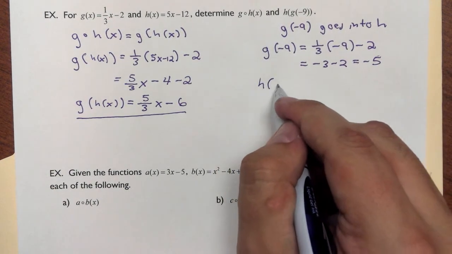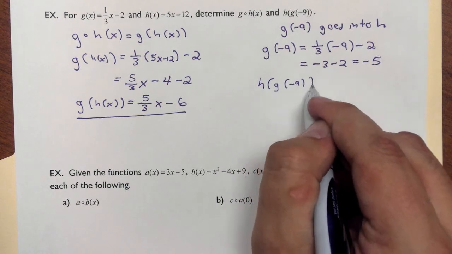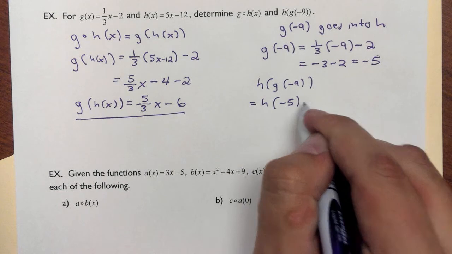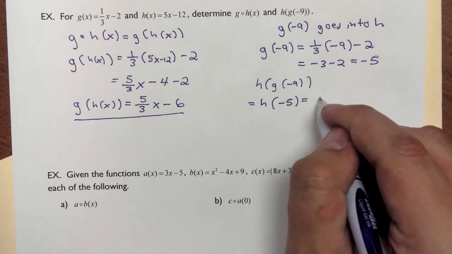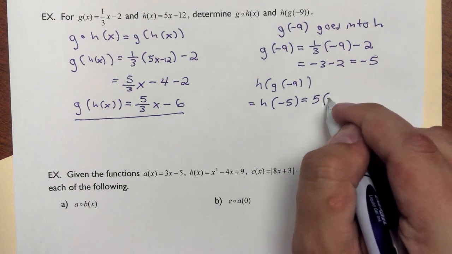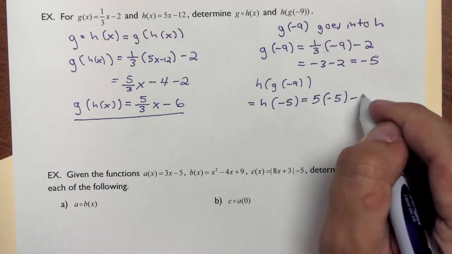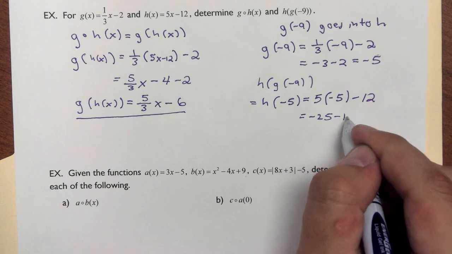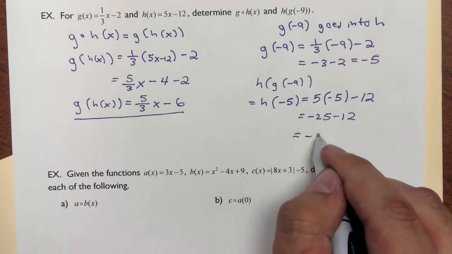Which means when I'm really asking about h of g of negative 9, that's the same as asking about h of negative 5, which is 5 times x, negative 5 in this case, minus 12, which is negative 25 minus 12, which is negative 39.